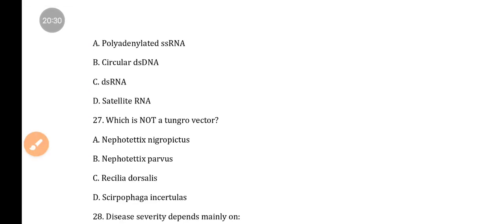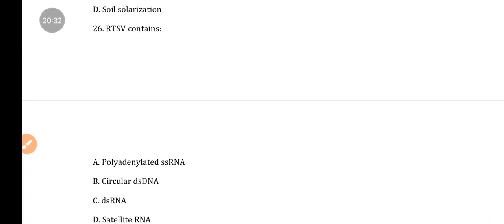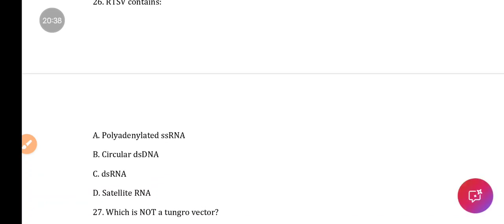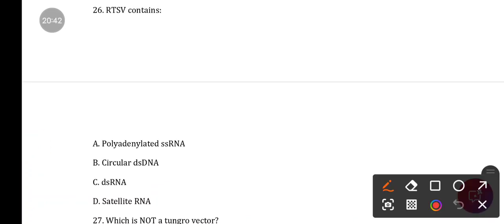Next, question number 26. RTSV means Rice Tungro Spherical Virus contain. This question is actually repeated. Here also the answer is option A, polyadenylated single stranded RNA.